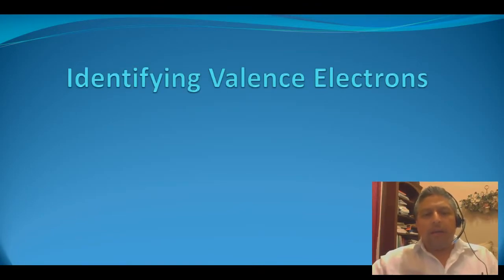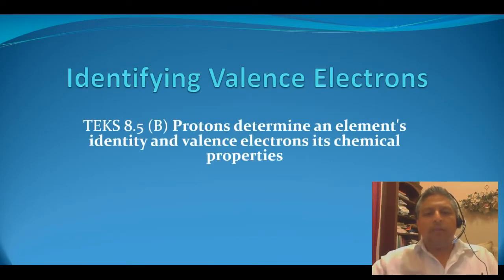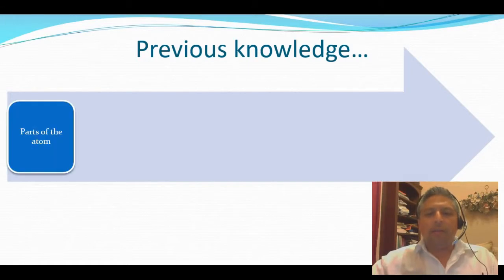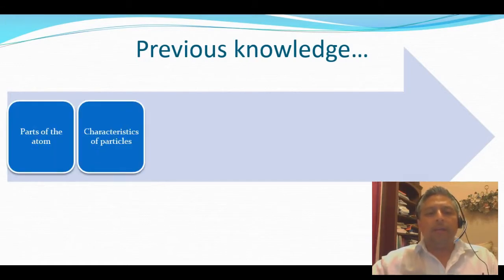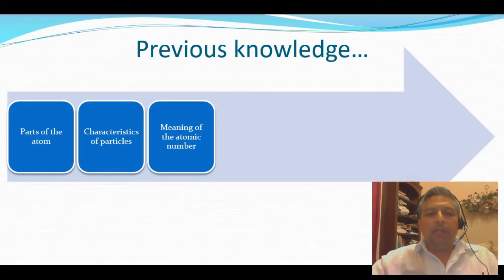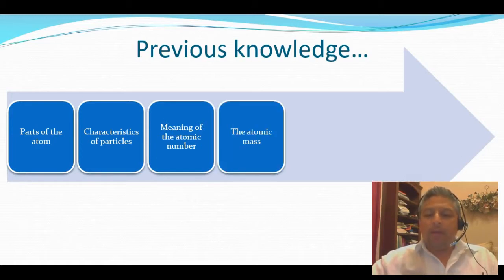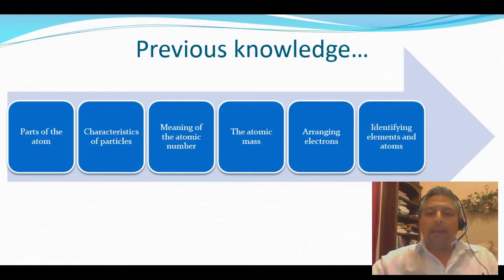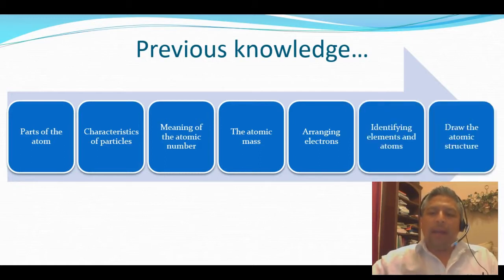Today we're going to be learning about identifying valence electrons with our TEKS 8.5b: protons determine an element's identity, and valence electrons determine its chemical properties. Let's take a look at the previous knowledge. Several things that we have learned before are the parts of the atom, characteristics of particles, and the meaning of the atomic number. We have learned about the atomic mass, how to arrange electrons, identifying elements and atoms, and at the end, putting everything together to draw the atomic structure.